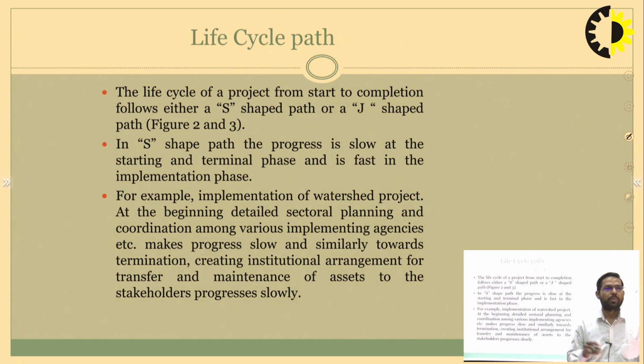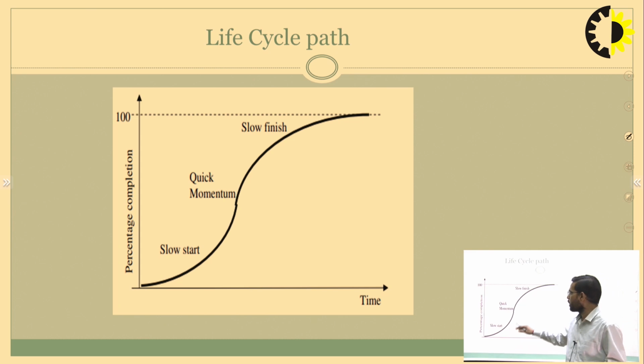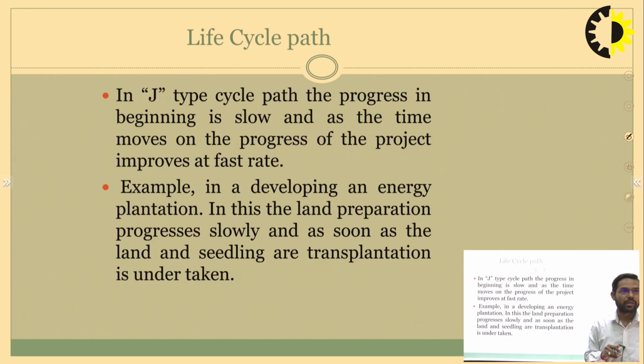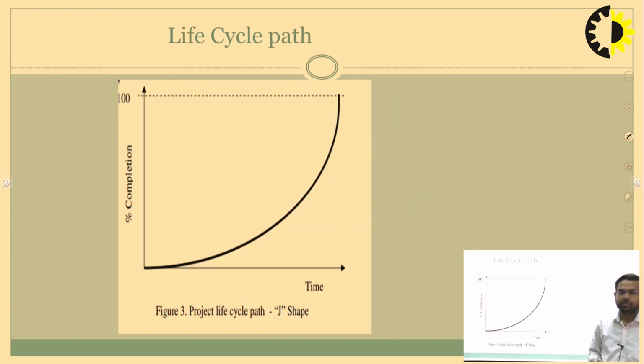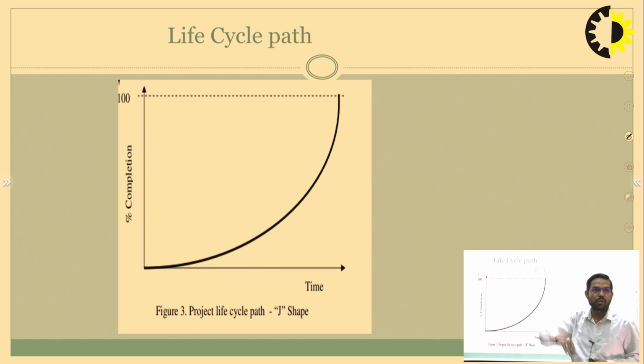Life cycle path: there are two types of path, S shape or J shape. The S shape is like this: slow start and slow finish, with quick movement in the middle of the process. That is called the S shape. The J shape is the type where the progress begins slowly, and as time moves on the progress of the project improves at a fast rate, like this. It starts slow, but the percentage of completion increases rapidly with time.